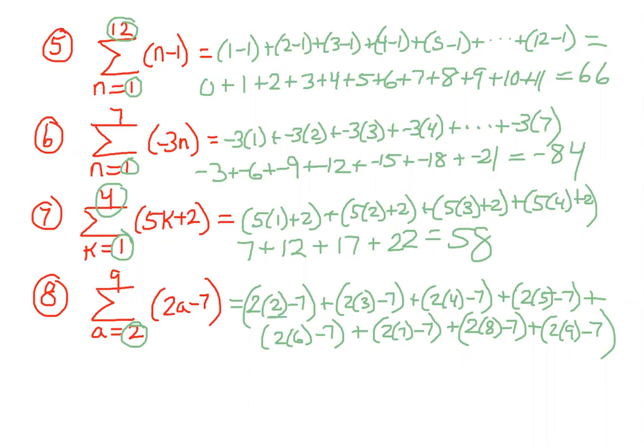So we're going to have 4 minus 7 is negative 3, 6 minus 7, 8 minus 7, 10 minus 7, 12 minus 7, 14 minus 7, 16 minus 7, and 18 minus 7, and add those all up and we get 32. Okay, is it making sense?